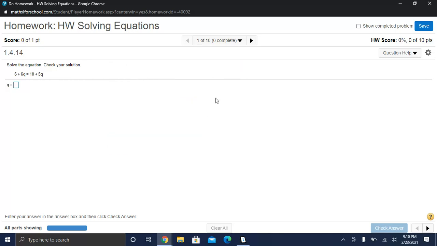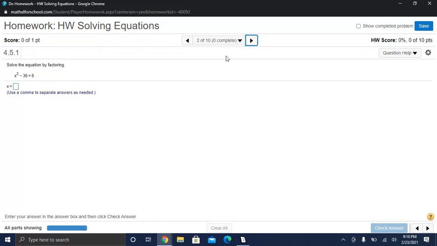For your second problem, we'll be solving a quadratic, x squared minus 36 equals 0. So your problem will be similar to this. And so you'll need to recognize that you have a difference of two perfect squares.